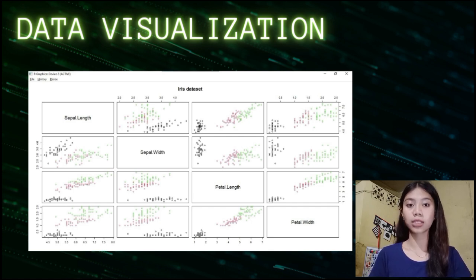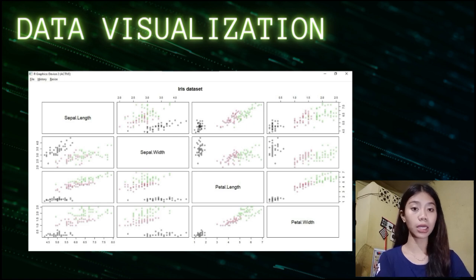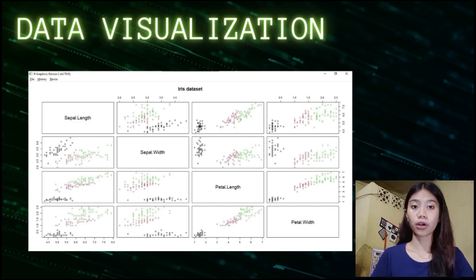Setosa are the black dots. These points are clearly grouped and separate from the others, meaning Setosa flowers are quite distinct in their measurements. Versicolor and virginica are the pink and green dots. These two overlap a bit, meaning they have similar but slightly different sepal and petal dimensions. Petal length and petal width show the clearest separation between species, a strong correlation where longer petals usually come with wider petals.